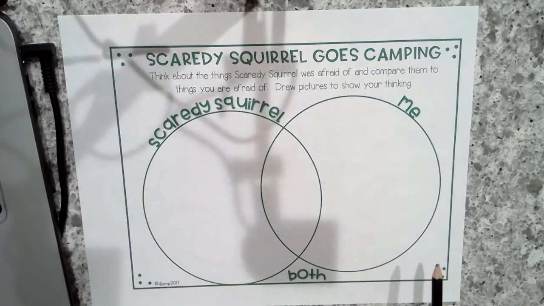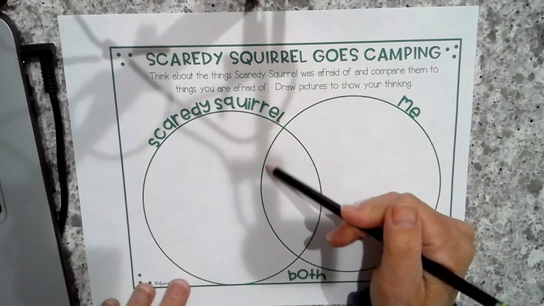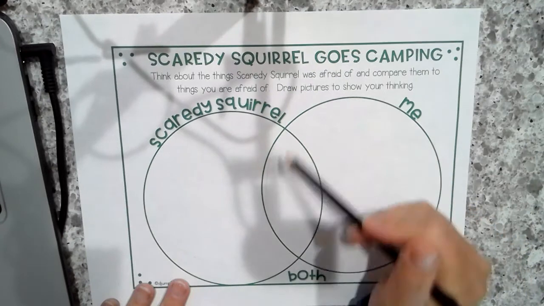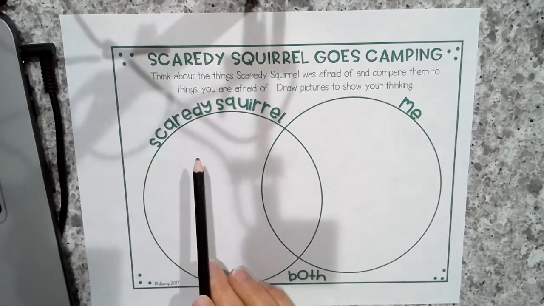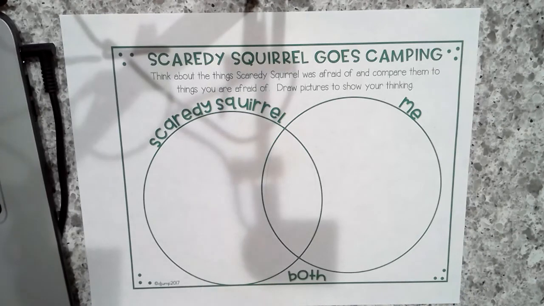And then what a Venn diagram shows us is the things that we have in common. So inside the middle of this sort of odd shape, that's where I'm going to put the things that I am afraid of and also that Scaredy Squirrel is afraid of. So let's think back to some of the things that he was afraid of. And you can follow along with me. We'll do part of this together, and then I'll have you do part of it on your own.